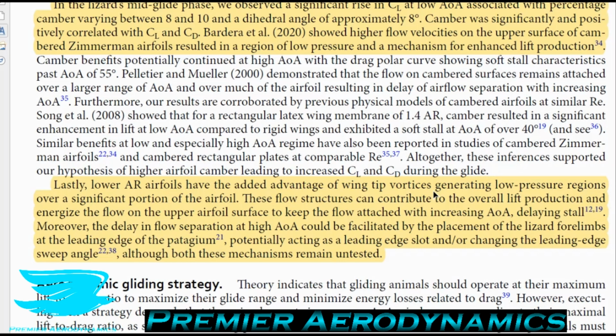As for the lizard forelimbs at the front of the membrane, these could act as effectively tripping the boundary layer, making it more turbulent and potentially keeping the flow attached longer. I don't know. They said that it's untested. Then they have leading edge slots. I'm not so sure about that, because to have leading edge slots, you need to have a hole between the leading edge and then the rest of the wing. I don't know if that's actually the case for these lizards. I didn't see anything in this paper, but potentially it could be. And/or changing the leading edge sweep angle.